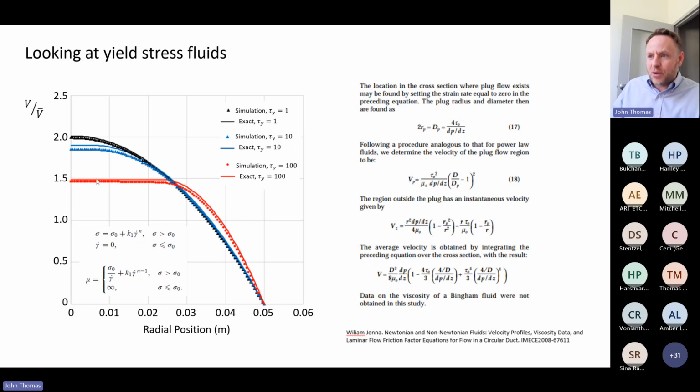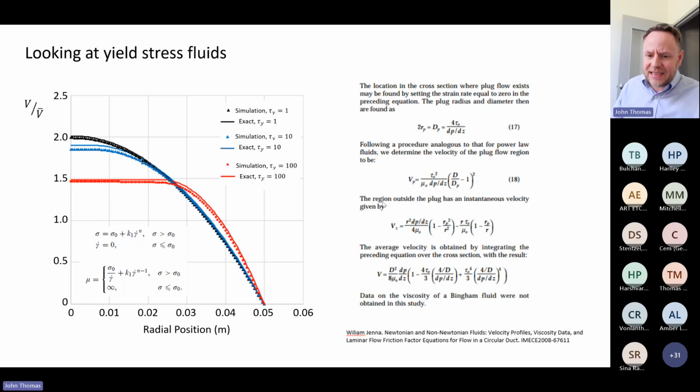And that point obviously pushes out as our yield stress gets up. Look at the yield stress of 10 versus 100. So as our yield stress gets higher, an increasingly large fraction of the system will be subject to this plug flow. As the yield stress gets lower and eventually down to zero, we recover a quasi-parabola throughout.